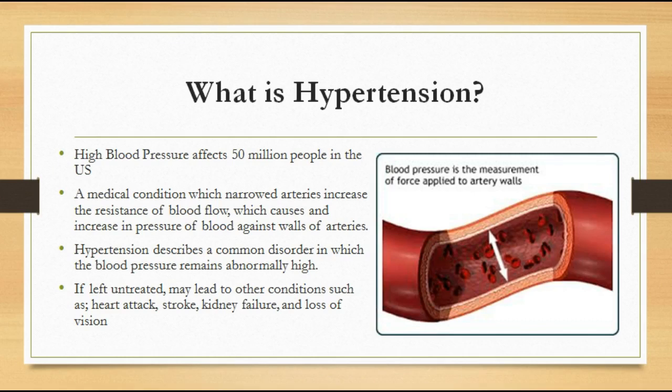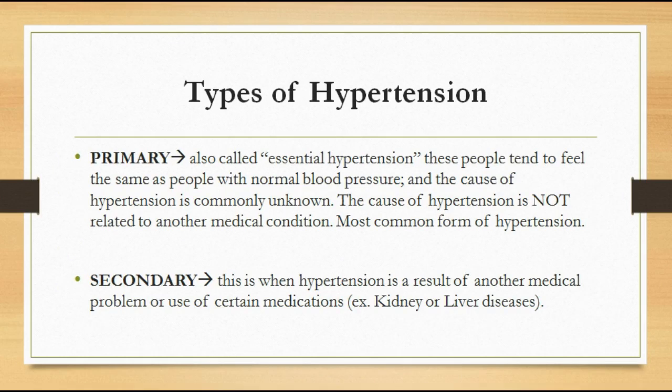What is hypertension? In other words, it's called high blood pressure, and it affects over 50 million people in the world. It's a medical condition that narrows the arteries. It increases the resistance of blood flow, which increases the pressure of blood against the walls of the arteries. It's a common disorder, like I said, in which the blood pressure remains abnormally high. If left untreated, it may lead to other conditions such as heart attack, stroke, kidney failure, loss of vision, and a host of other disorders.